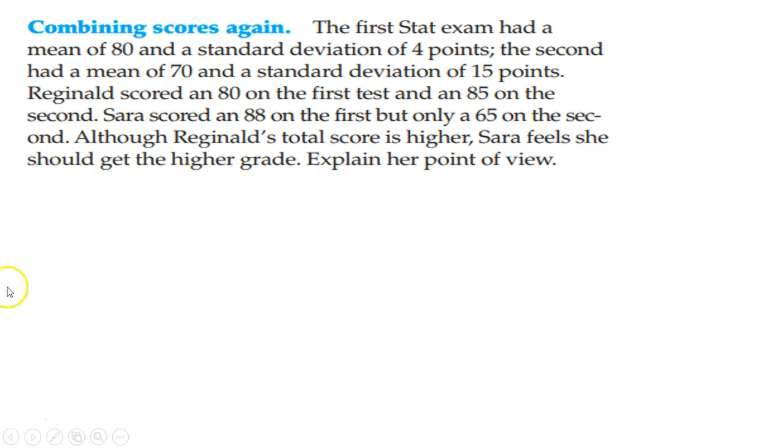The first, take a look here again. If I'm going too fast, make sure you pause these videos and write the problems down if you want. It says the first stat exam had a mean of 80 and a standard deviation of 4. The second had a mean of 70 and a standard deviation of 15. Reginald scored an 80 on the first test and an 85 on the second. Sarah scored an 88 on the first, but only a 65 on the second. Although Reginald's total score is higher, Sarah feels she should get the higher grade. Explain her point of view.